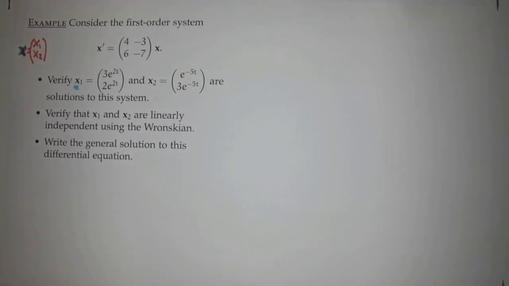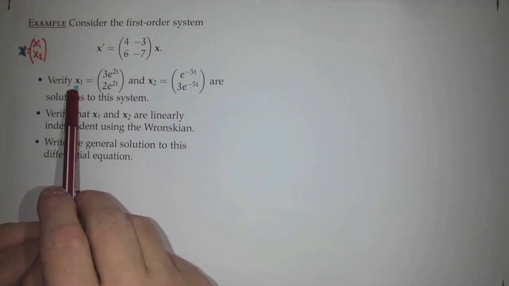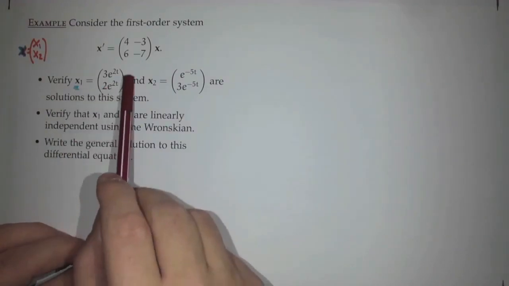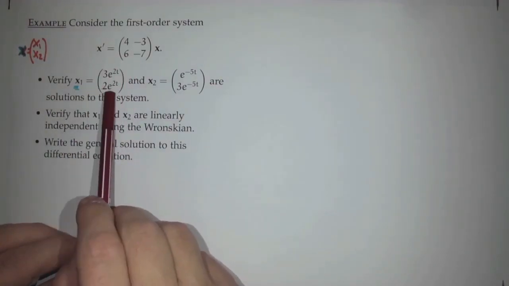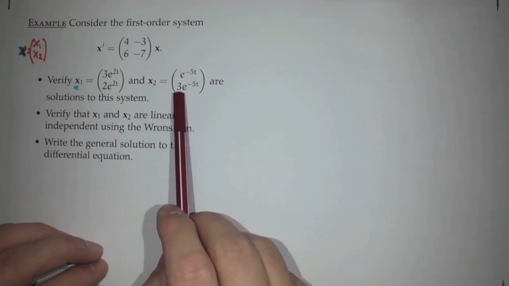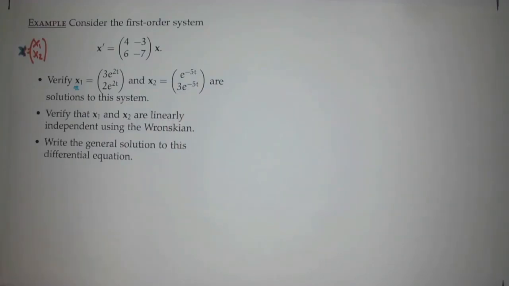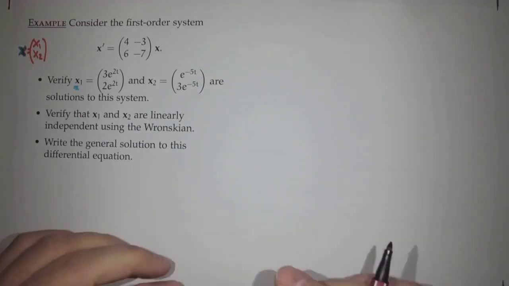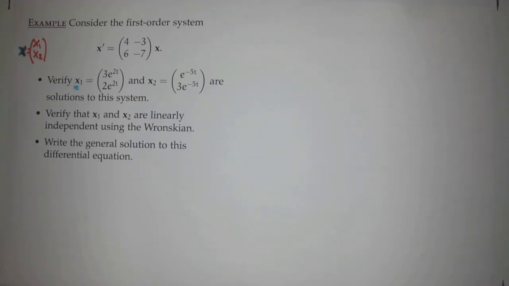Okay. So we have two candidates. The first vector, x1, is 3e to the 2t, 2e to the 2t. And the second one, x2, is e to the minus 5t, 3e to the minus 5t. All right. Well, what to do? It's not so bad. What do you do if you see the word verify? What's the thought process? Plug it in. You plug it in and you see, does it work?